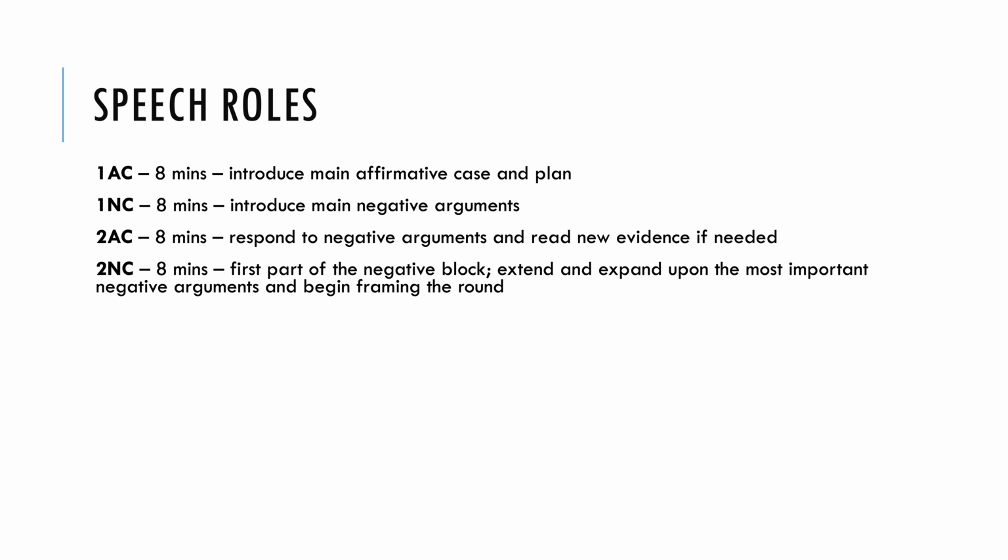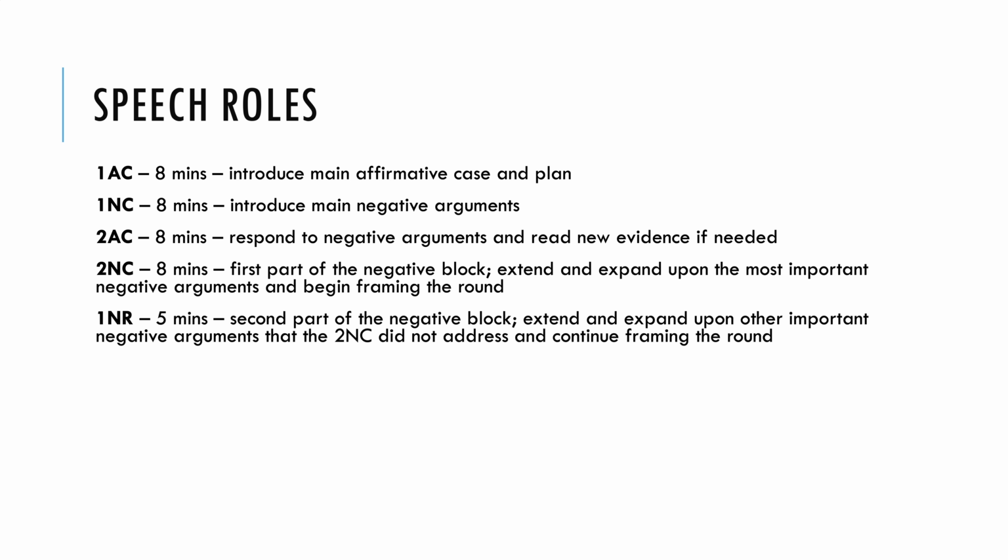Remember, the negative block is the point of the debate where the negative gets 2 speeches in a row. And so the second negative constructive extends and expands upon the most important negative arguments and begins framing the round. And the 1NR, then right after that, notice 13 minutes of straight speaking time for the negative, is the second part of the negative block, where they extend and expand upon other important negative arguments that the 2NC did not address, and they continue framing the round.